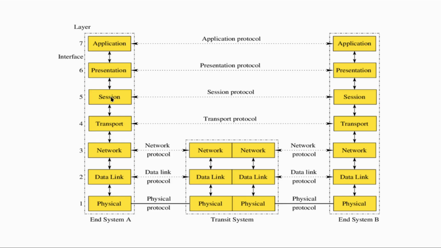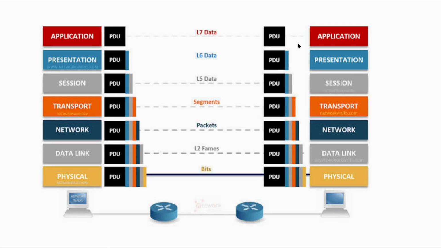Each layer has its own PDU, which is the protocol data unit. In the physical layer, our PDU is bits. In the data link layer, our PDU is frames. In the network layer, it is packets. In the transport layer, it is segments. Session is data, presentation is data, and application is data.